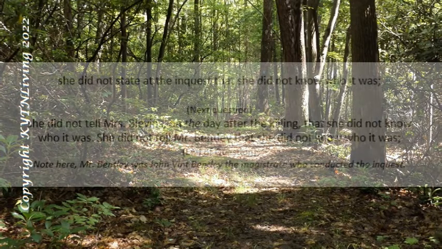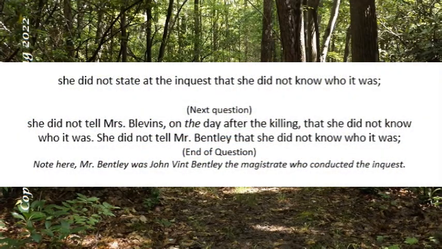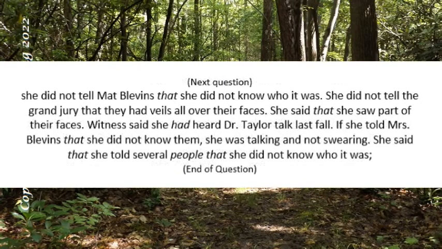Back to the testimony of Jane Mullins. Question. Answer. She did not state at the inquest that she did not know who it was. End of question. Next question. Answer. She did not tell Mrs. Blevins on the day after the killing that she did not know who it was. She did not tell Mr. Bentley that she did not know who it was. End of question. Note here, Mr. Bentley was John Bentley, the magistrate who had conducted the inquest.